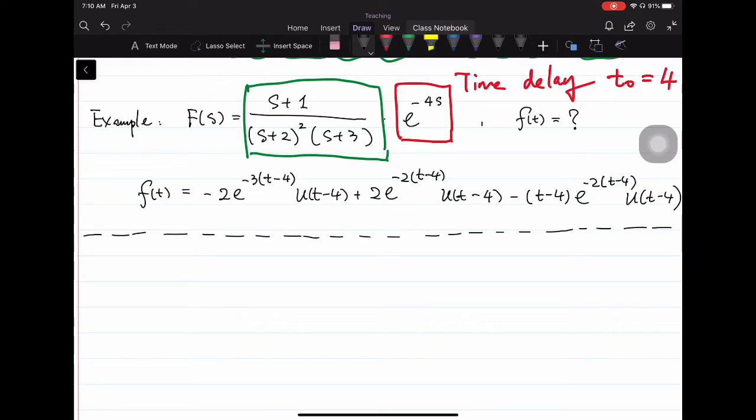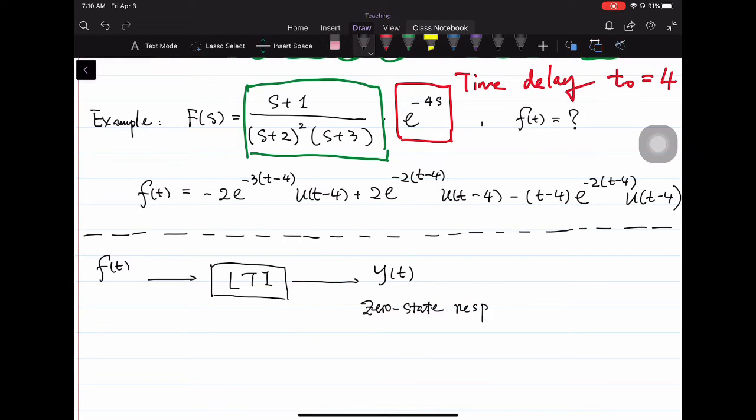So let's go back to our previous discussion in chapter 2. We have an LTI system, a linear time invariant system. We have input f of t, and output y of t. Let's assume I'm looking at the zero state response. So I know this is equal to f of t, my input signal, convolution integral with my h of t.